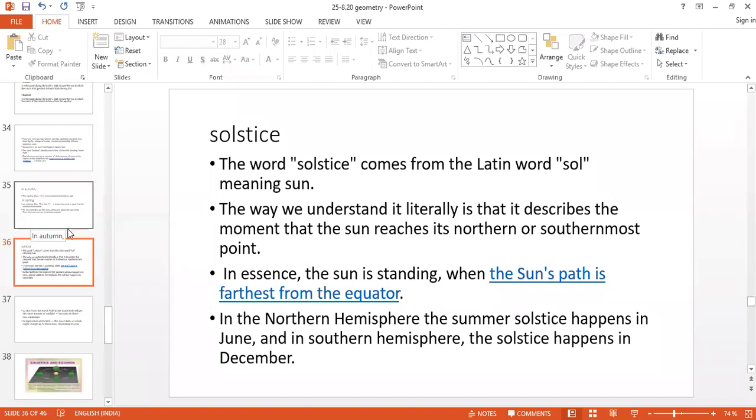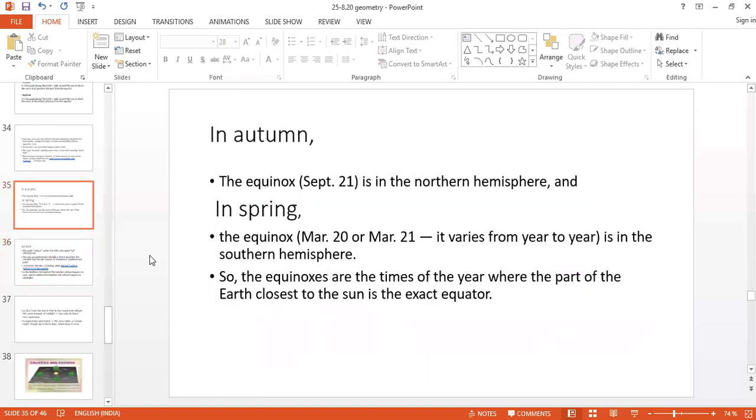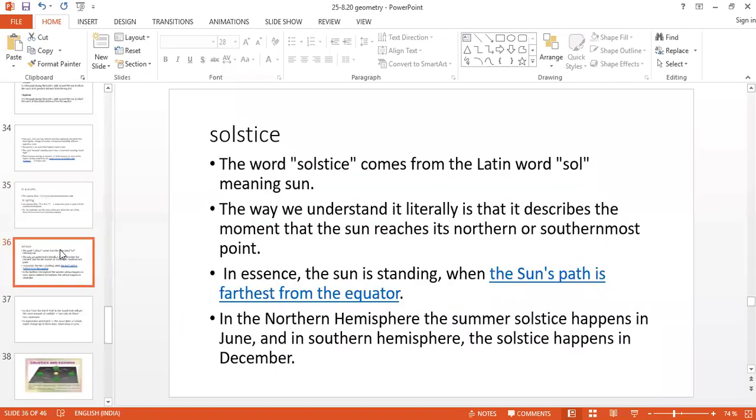And solstice. A solstice is an event that also happens twice a year. It describes the moment when the sun reaches its farthest point toward the northern hemisphere or southern hemisphere. Solstice means when the sun's path is farthest from the equator. In the northern hemisphere, the summer solstice happens in June, and in the southern hemisphere, the solstice happens in December.